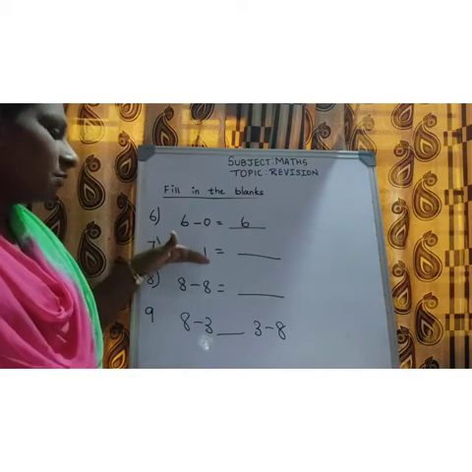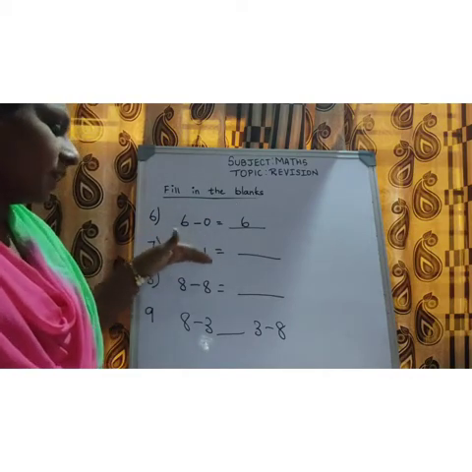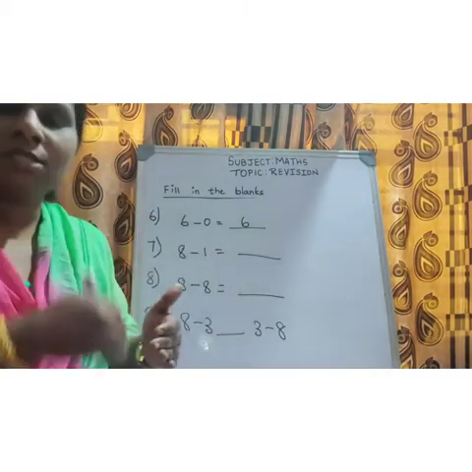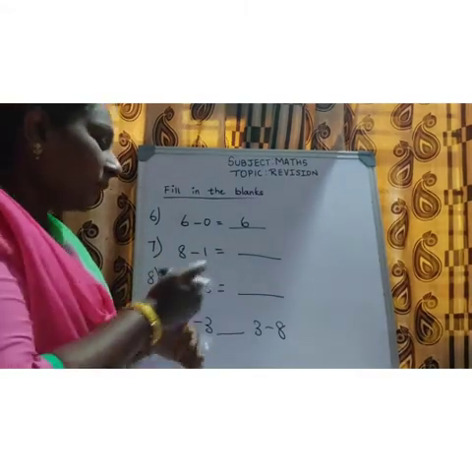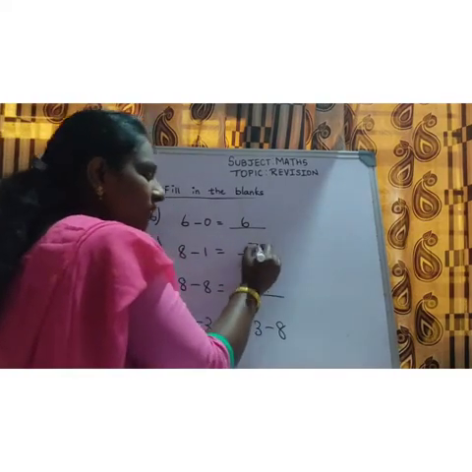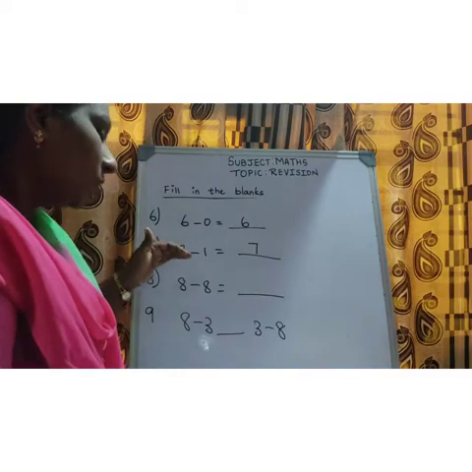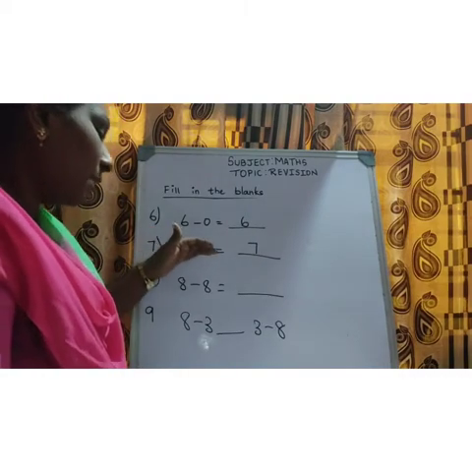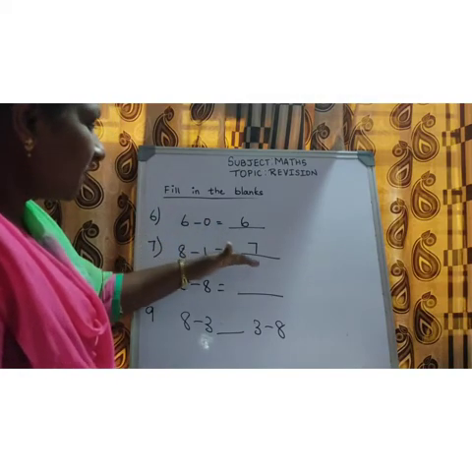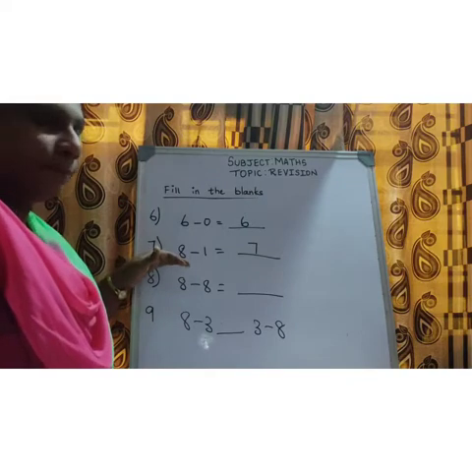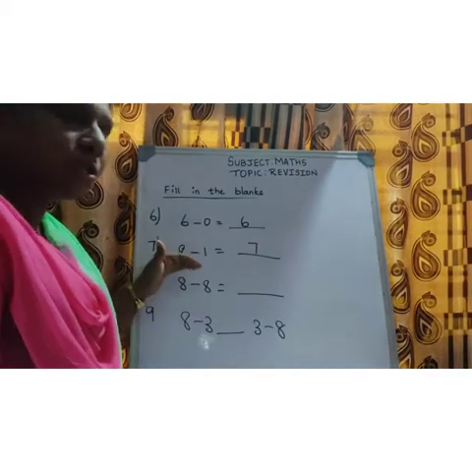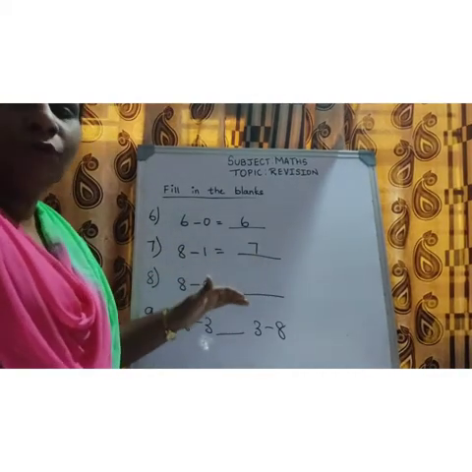Okay. 8 minus 1. When you subtract 1 from a number, you will get the predecessor of the number. 8 minus 1 is how much? 8 minus 1 is 7. So 7 is the predecessor of 8. When we subtract 1 from any number, you will get the predecessor, the before number, as the answer.